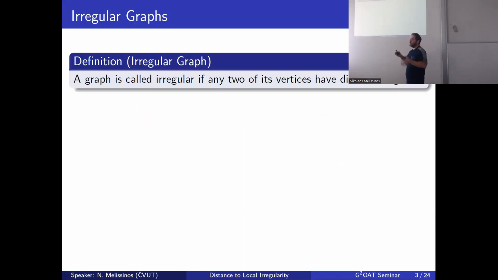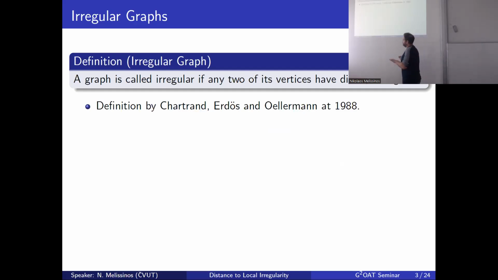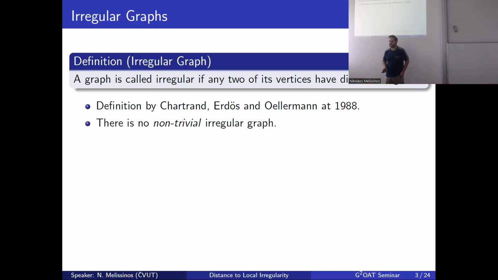First of all, what is an irregular graph? An irregular graph is a graph where any pair of two vertices have different degrees. However, someone can realize that this is a really strict notion, and the only graph that you can imagine is just one vertex. That was introduced already in 1988.